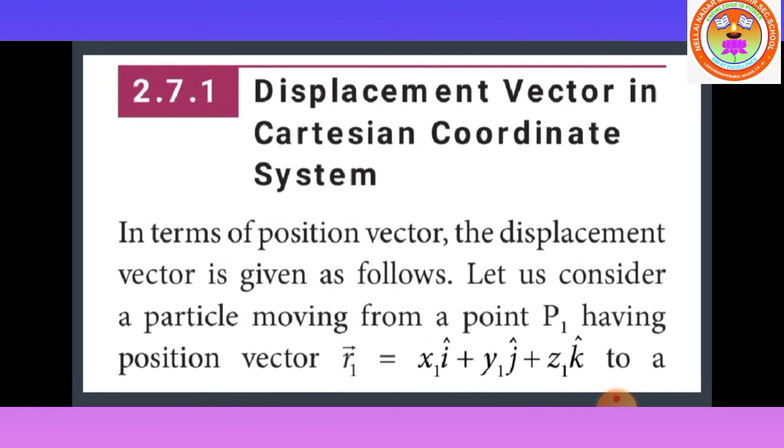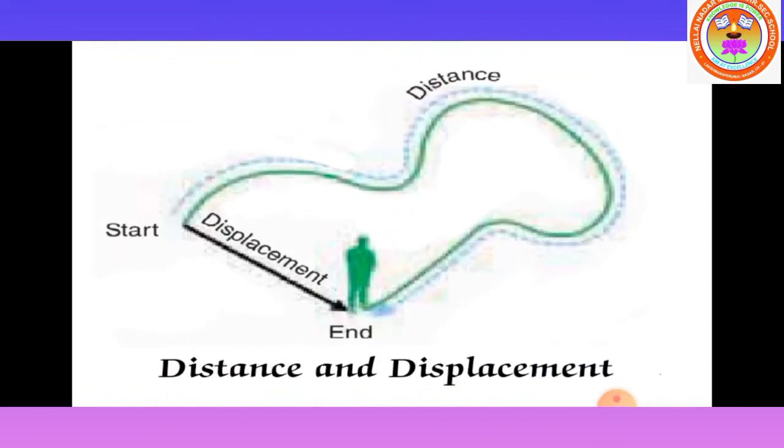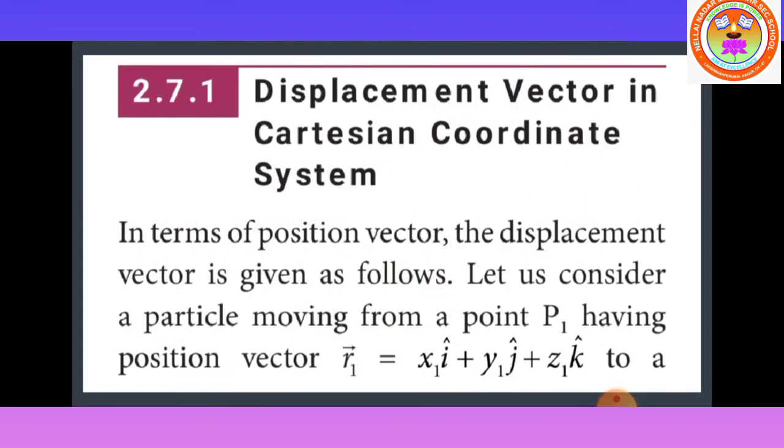So follow that. Now we are going to discuss displacement vector in Cartesian coordinate system. In terms of position vector, the displacement vector is given as follows.